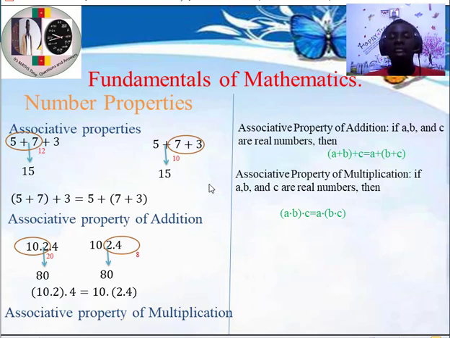So guys, that is the associative property and the commutative properties of numbers and operations.